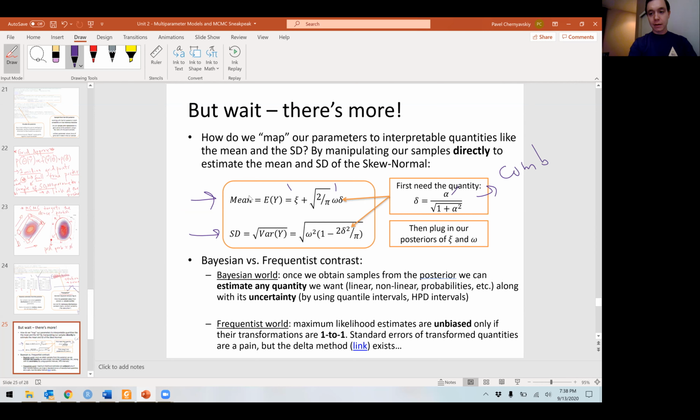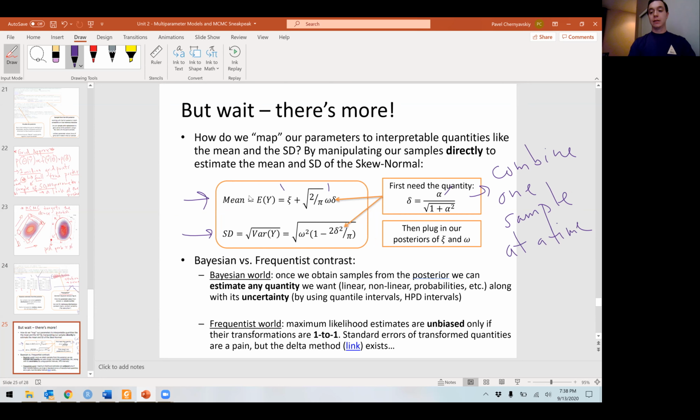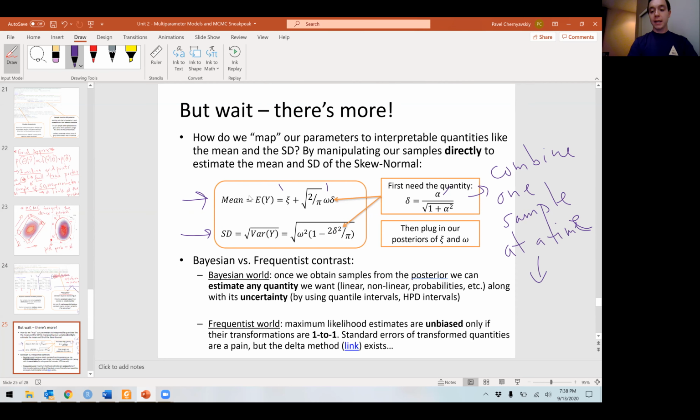Combine one sample at a time. And this will give me the distribution of the mean, and the distribution of my standard deviation. I simply combine one C sample at a time with the first omega sample, with the first alpha sample. And I do that 50,000 times.